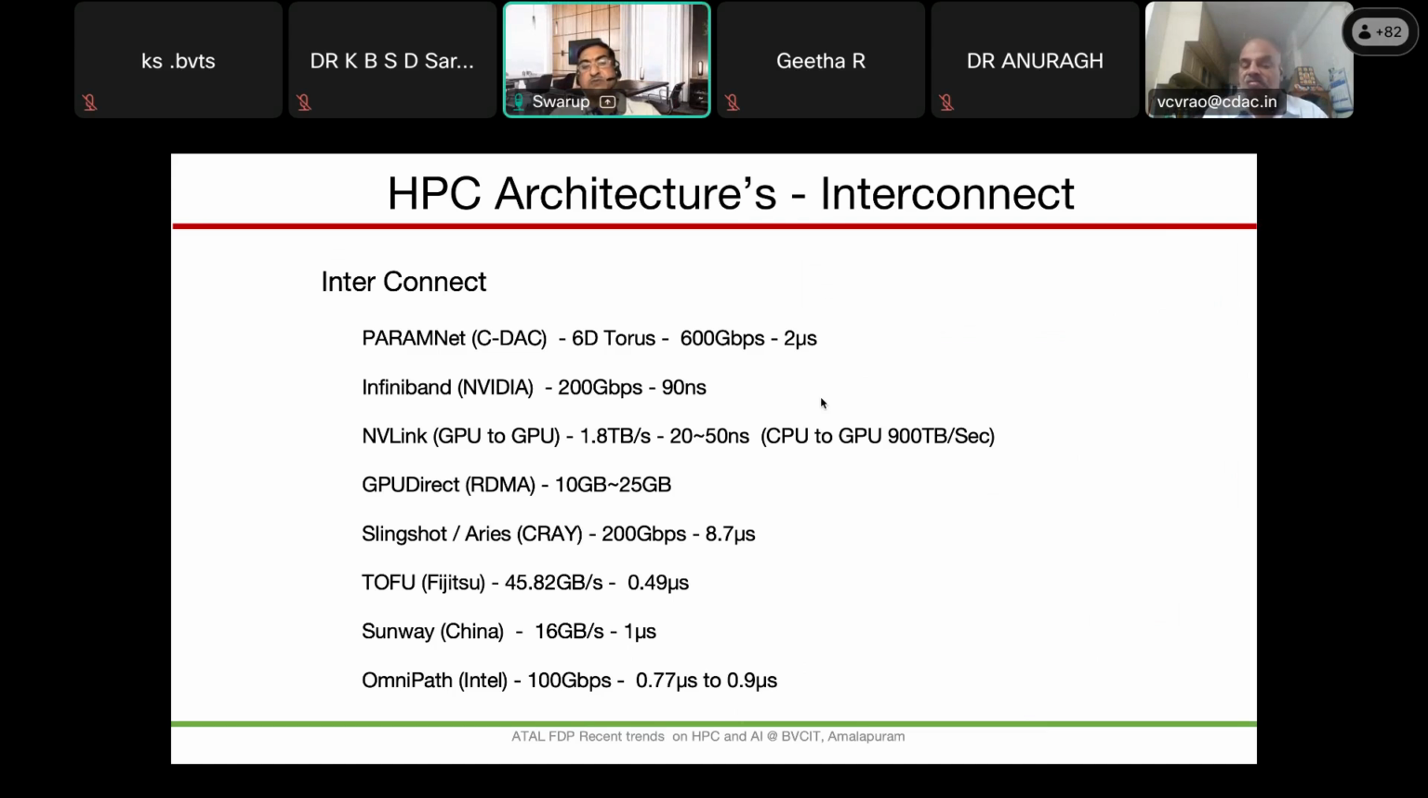And TOFU is from Fujitsu. I talked about Fujitsu, which is a top 100 system from Japan, and it offers 45.82 GB per second with 0.49 microseconds latency. Sunway from China has a 1 microsecond latency with a 16 GB per second bandwidth. And OmniPath is an Intel interconnect, which is 100 Gbps with 0.9 microseconds. So these are the various interconnects which are available in the market today.